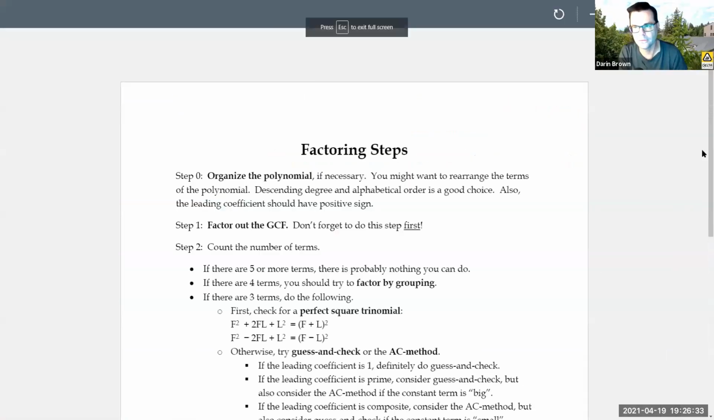Okay, so I'm going to go through and do some random problems. I'm not even going to go to the homework assignment. I'm going to go to these practice quizzes. Before we get started with that, let me bring up the factoring steps worksheet one more time, just to look at this one more time.